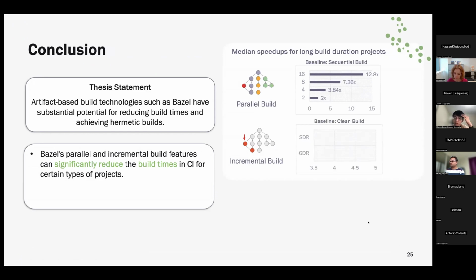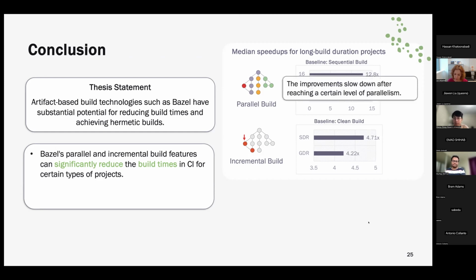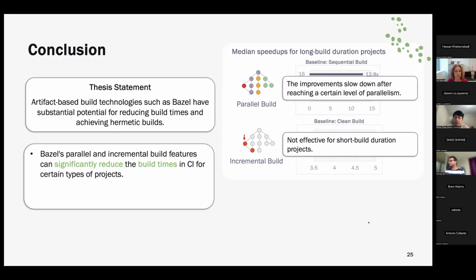And the median speedups for long build duration projects using incremental build are 4.22 times using general purpose caches and 4.71 times using build-specific caches respectively. However, the improvements of parallel build slow down after reaching a certain level of parallelism, and the improvements of incremental build may not be very effective for short build duration projects.